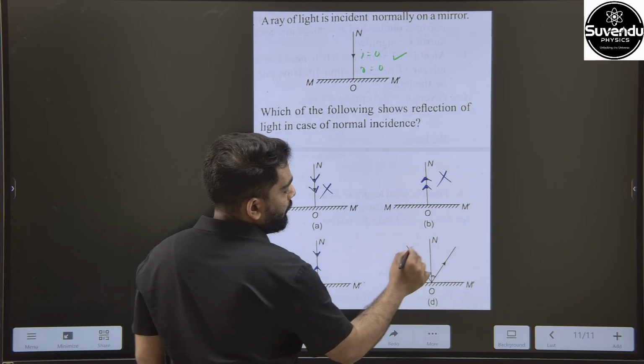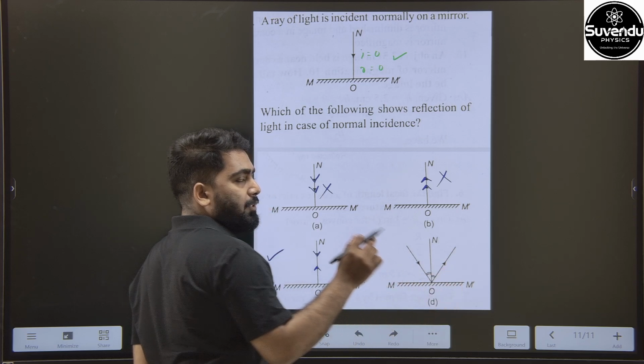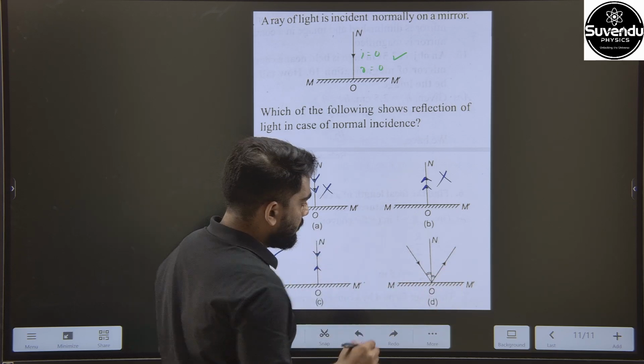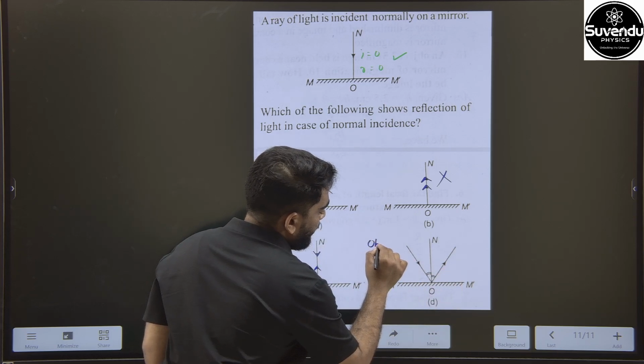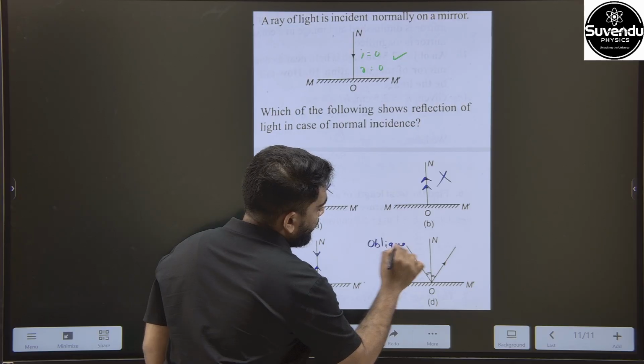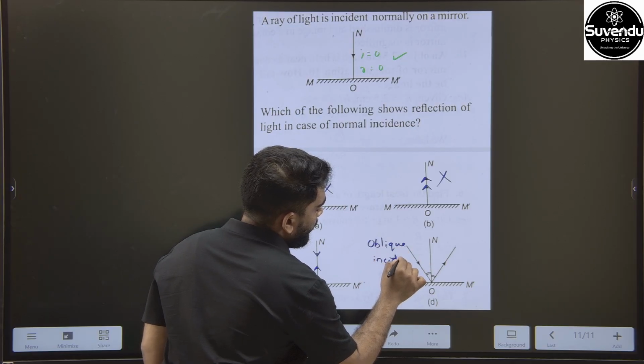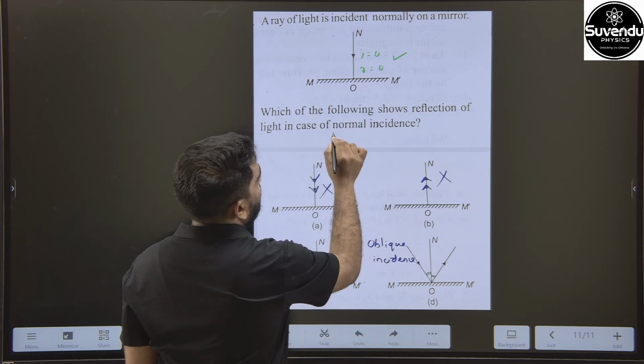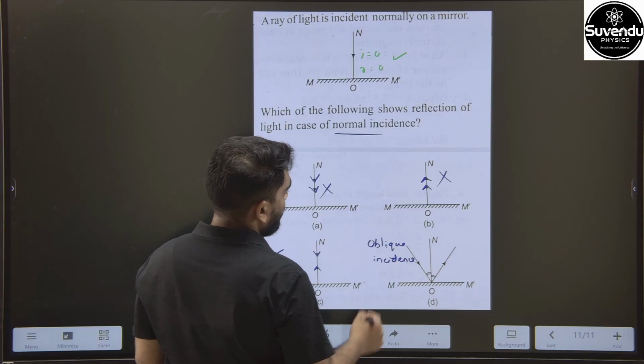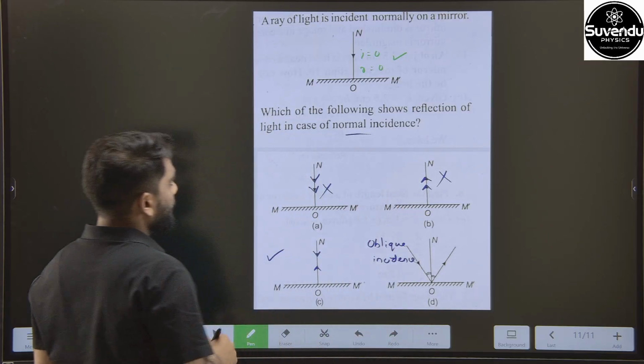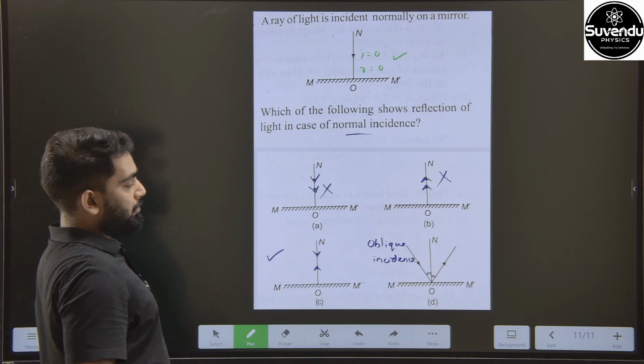And this is not showing the normal incidence. We have discussed a term that is your oblique incidence. So this diagram represents oblique incidence. But the question is asking about normal incidence, so option 4 is also wrong. So our option C is correct. Next, come to the second question.